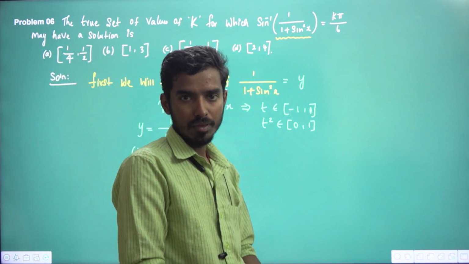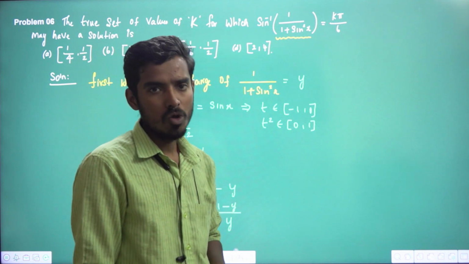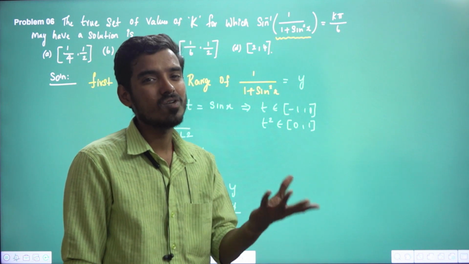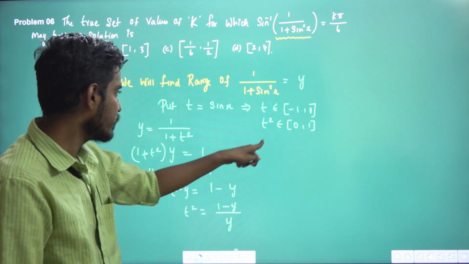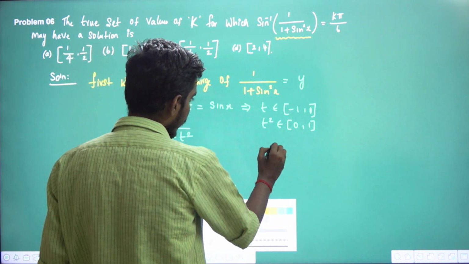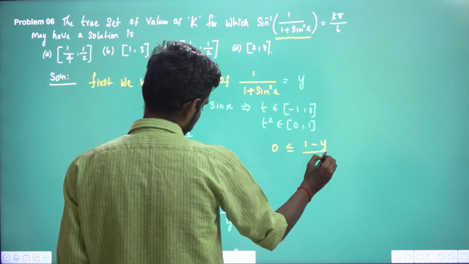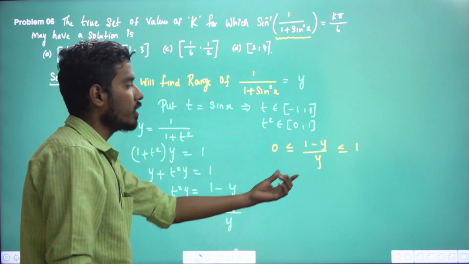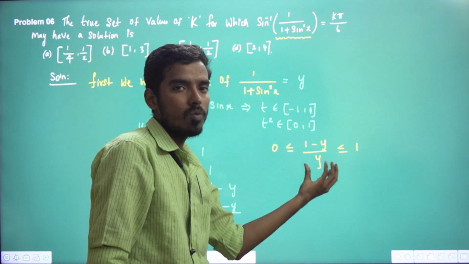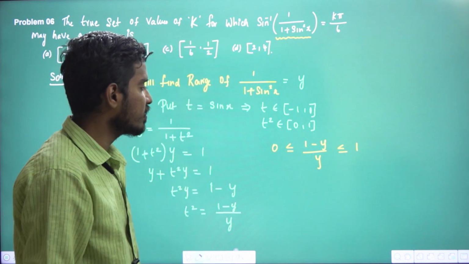We know all this. How to find the domain and how to find the range, we have already made many videos. If I explain the basics again, it will take so much time and will be irritating for those who already know. See, this t square belongs to the closed interval 0, 1. So you find all y such that 1 minus y by y is less than or equal to 1. So you find all y that lie in this interval. That is the range for 1 divided by 1 plus sine square x.